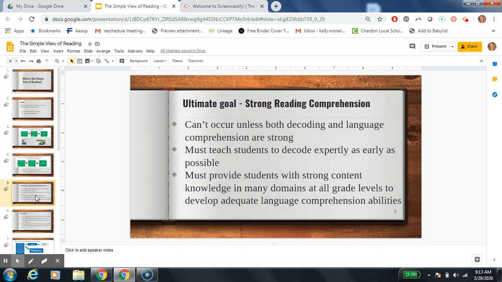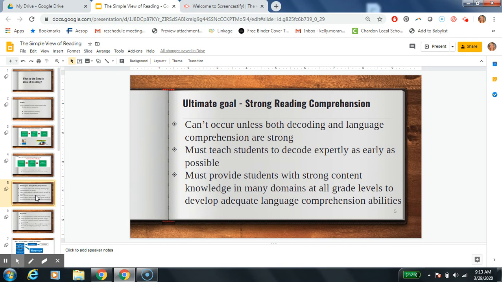So the ultimate goal for our readers is always going to be strong reading comprehension, right? This can't occur unless both decoding and language comprehension are strong. We need both elements of the formula to get to that end goal, or that product of strong reading comprehension. We as teachers then must teach students to decode expertly as early as possible so that they can then devote the cognitive load to building the language comprehension piece, ultimately ending up with strong comprehension.